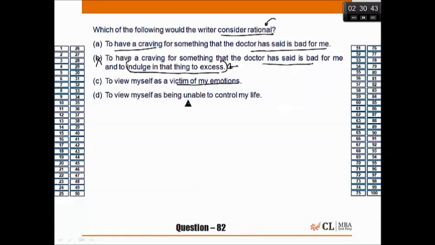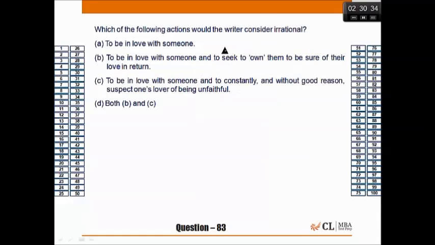He controls his emotions. So to view myself as unable to control my... A is perfect. Okay, 82 is A. 83. Which of the following would actually be considered irrational?